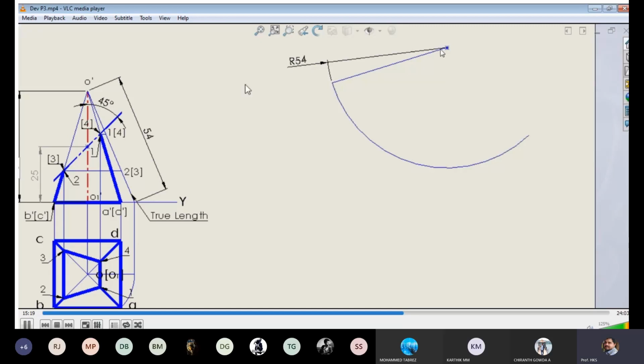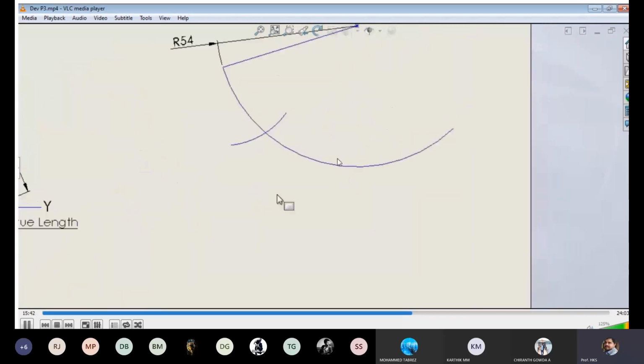Then from this point, draw an arc by considering the length of the base edge, which in this case is 30 mm. This as center, 30 as radius, cut an arc. That is the length of the side. Then you are going to get the second point. Then again from this as center, draw another arc for 30. Then this as center, draw another. Follow the procedure.